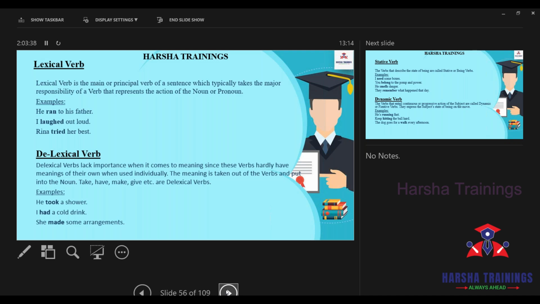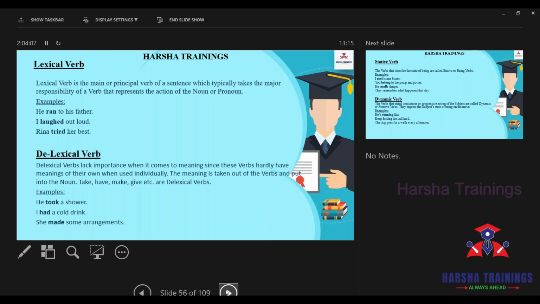What is lexical? I told you what lexical is. What do you mean by lexical? Words, vocabulary, right? So a lexical verb is the main verb of a sentence which takes the major responsibility of the sentence. Without that verb, there is no meaning. He ran to his father. If you remove the verb: he to his father, any meaning? No meaning there, no sense to that sentence.